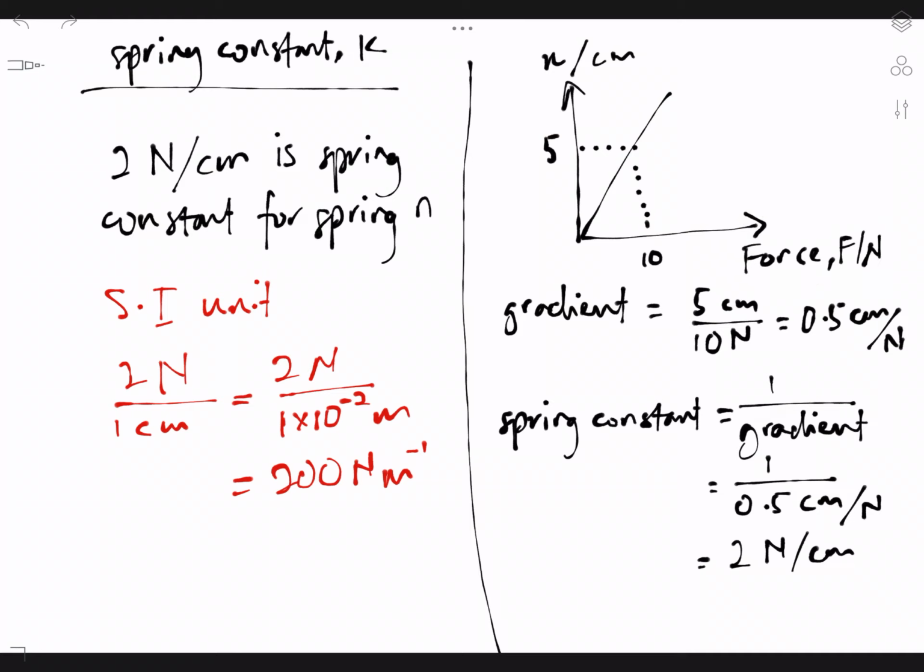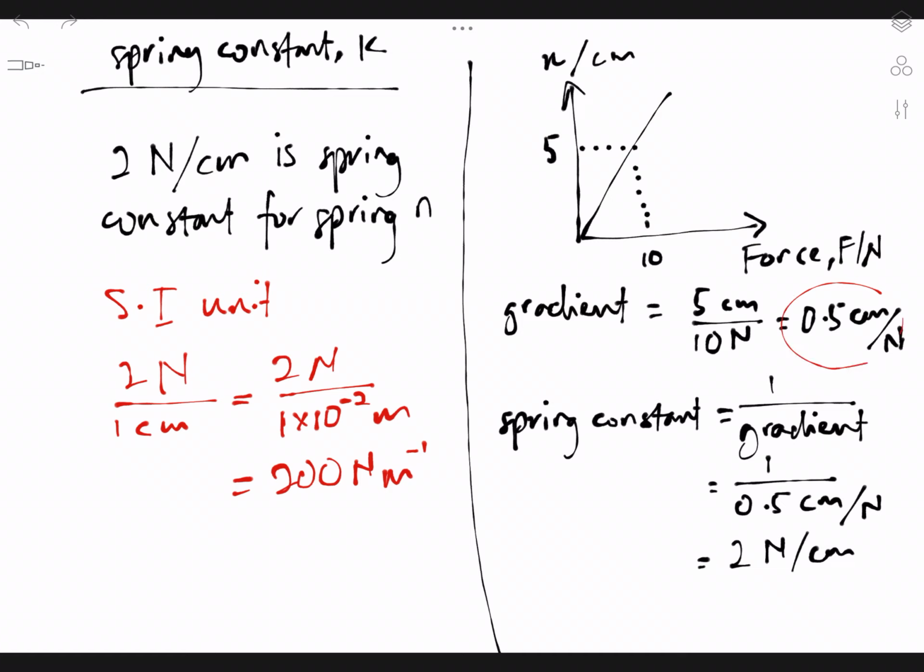So what happens now, when you calculate the gradient, you get this number. However, this number is not the spring constant of the spring. In the previous lesson, we have learned that the gradient of the F-x graph is the spring constant. But in this case, it is not the spring constant because we have changed the axis. So what we need to do is apply this formula. For this graph, x versus F, the spring constant is equal to 1 over gradient.